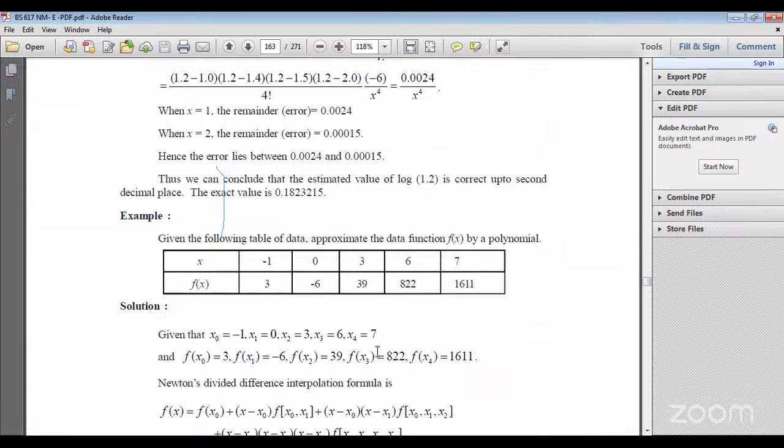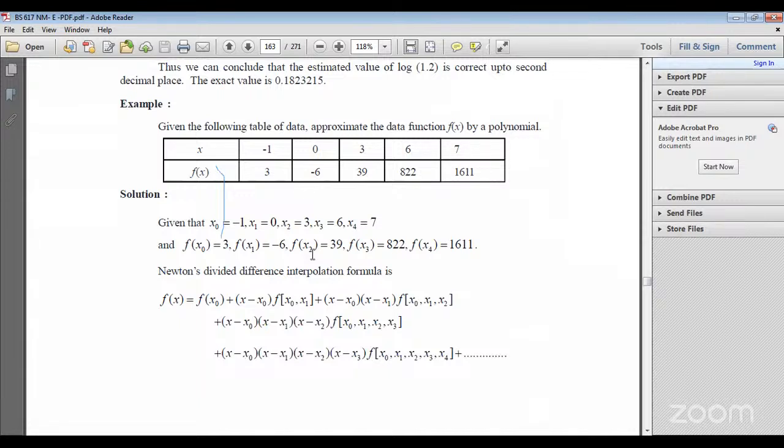Again, given the following table, approximate the data of f of x by a polynomial: x values minus 1, 0, 3, 6, 7 and f of x is 3, minus 6, 39, 822, 1611. So we are taking these values here.